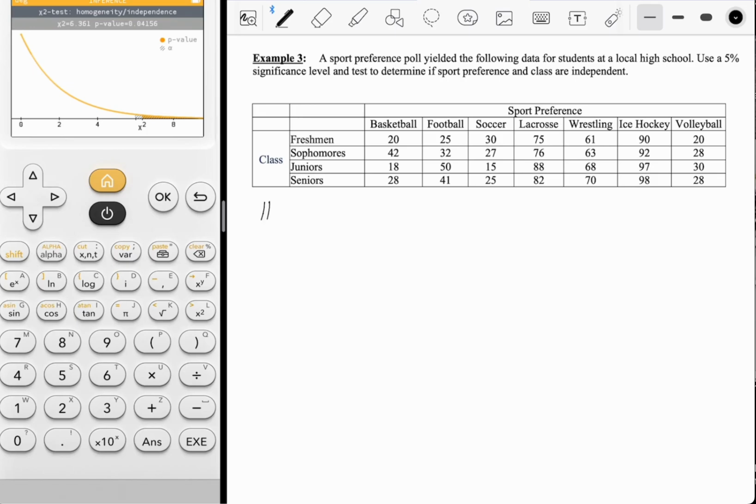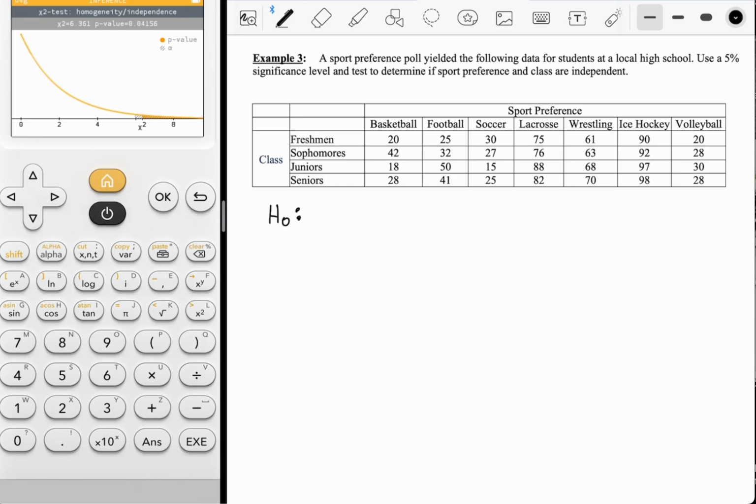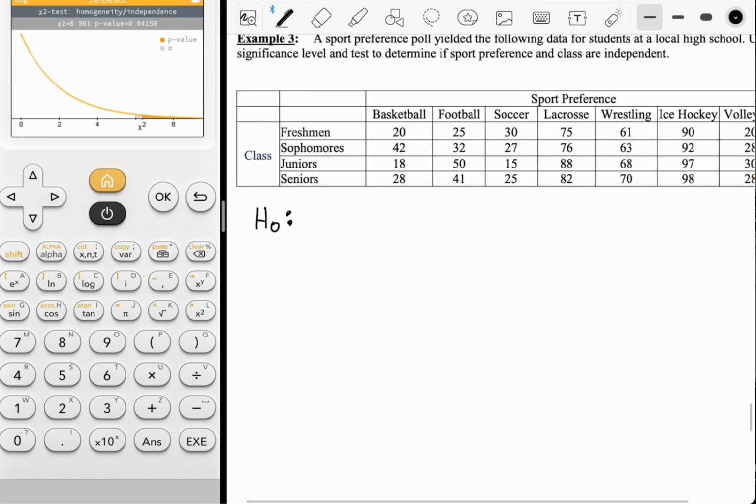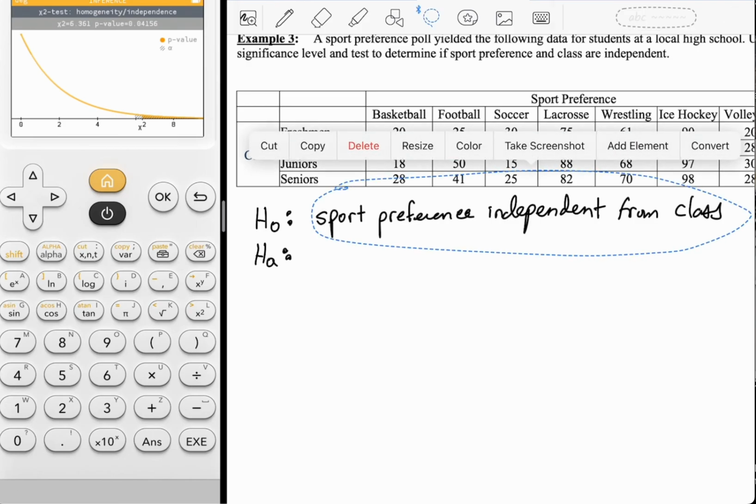So our null hypothesis, I'm going to use a thicker marker. Our null hypothesis, they specifically use the word independent, so we'll use that. So sport preference independent from class. You could also say class and sport preference are independent, however you want to word it. The second hypothesis is really just going to be exactly what you wrote for the first one. Just drop the "in."